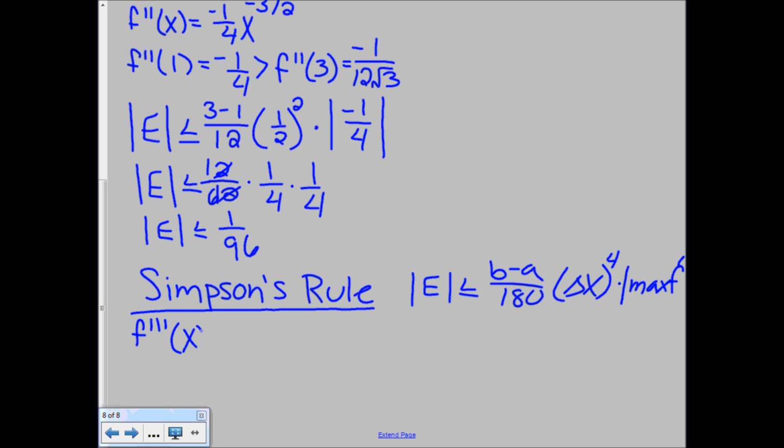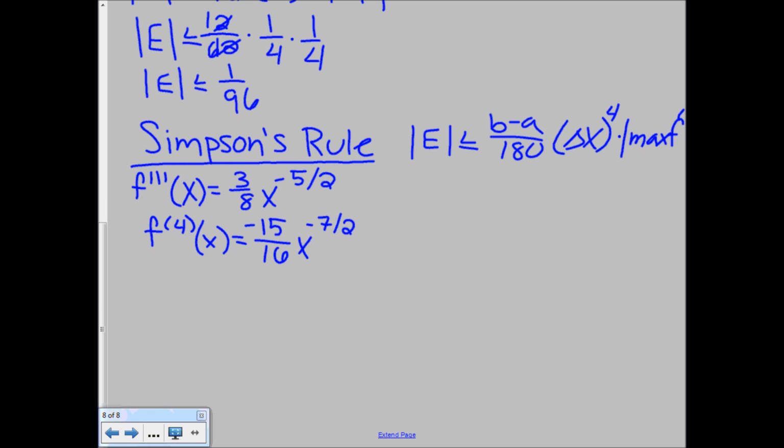Working off what we found for the second derivative above for the trapezoidal rule, we can easily find that the third derivative is positive 3/8 times x to the negative 5/2, which means our fourth derivative is equal to negative 15 over 16 x to the negative 7/2. Again, there are no critical values. The fourth derivative is never undefined or equal to 0 on the interval from 1 to 3. So by the extreme value theorem, the maximum has to happen at an endpoint.